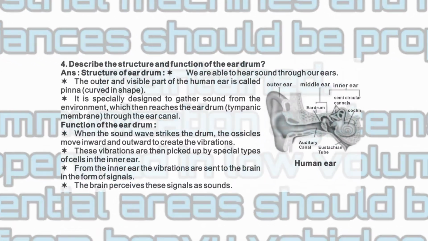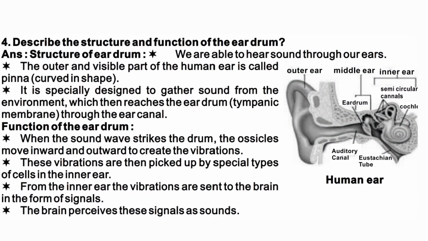Fourth question: Describe the structure and function of the eardrum. Structure of eardrum: We are able to hear sound through our ears. The outer and visible part of the human ear is called the pinna, curved in shape. It is specially designed to gather sound from the environment, which then reaches the eardrum through the ear canal.